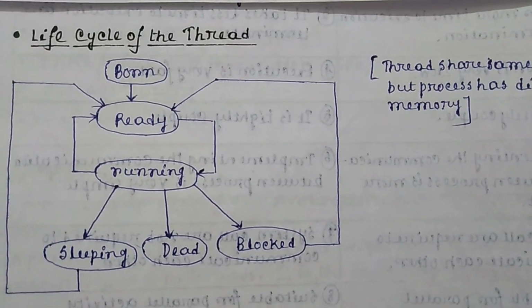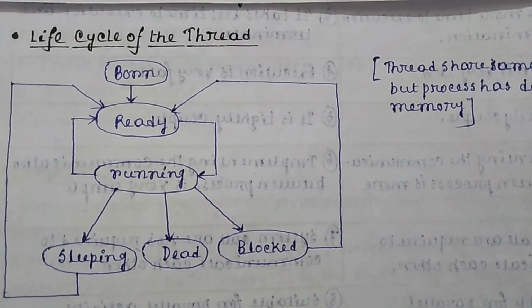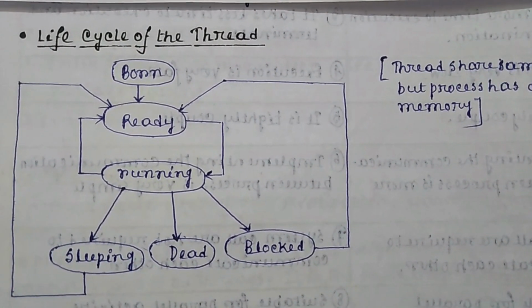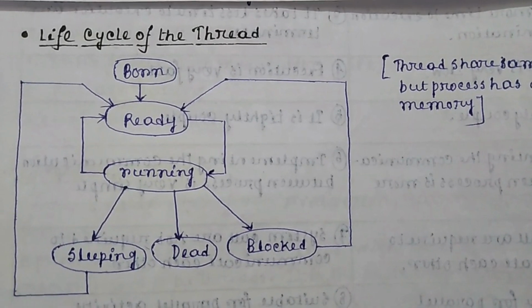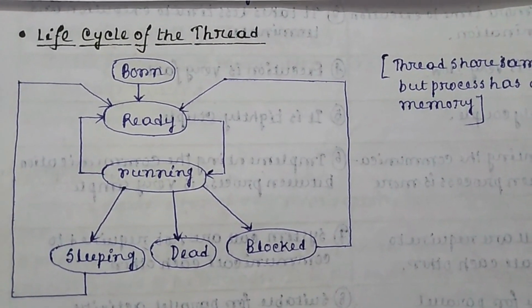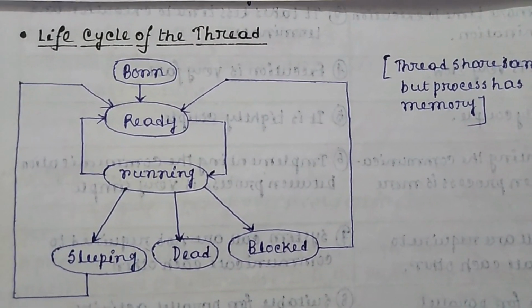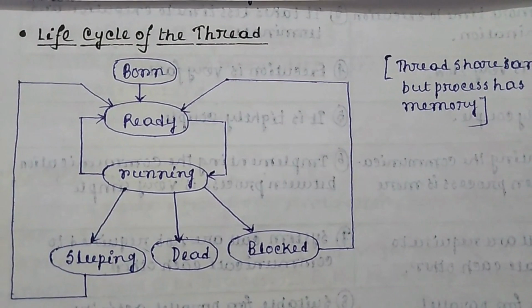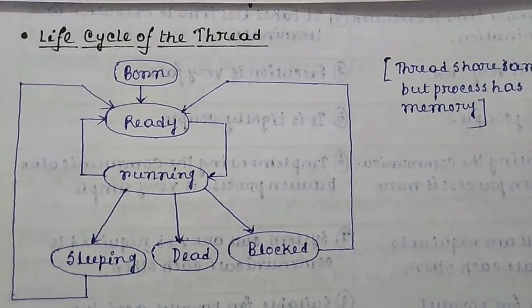What is the life cycle of a thread? In this diagram, we see that a thread contains several stages, that is the born, ready, running, sleeping, dead and block. Let's discuss the details of those stages.